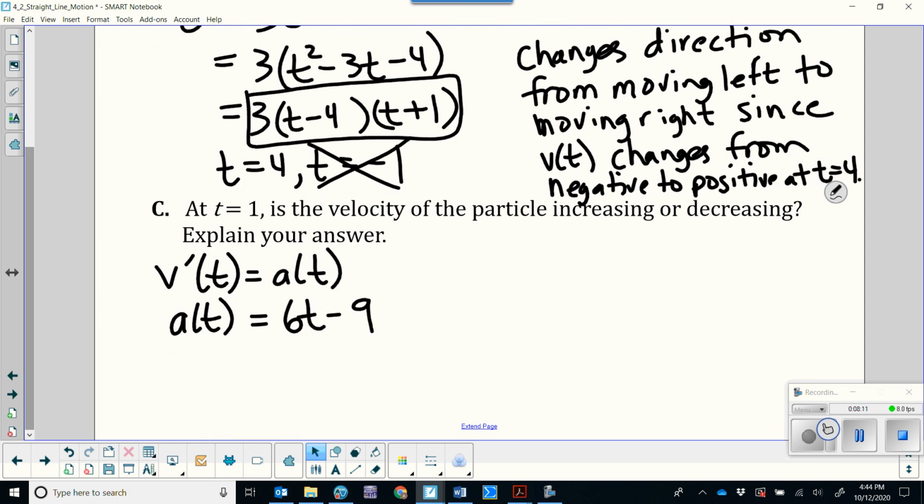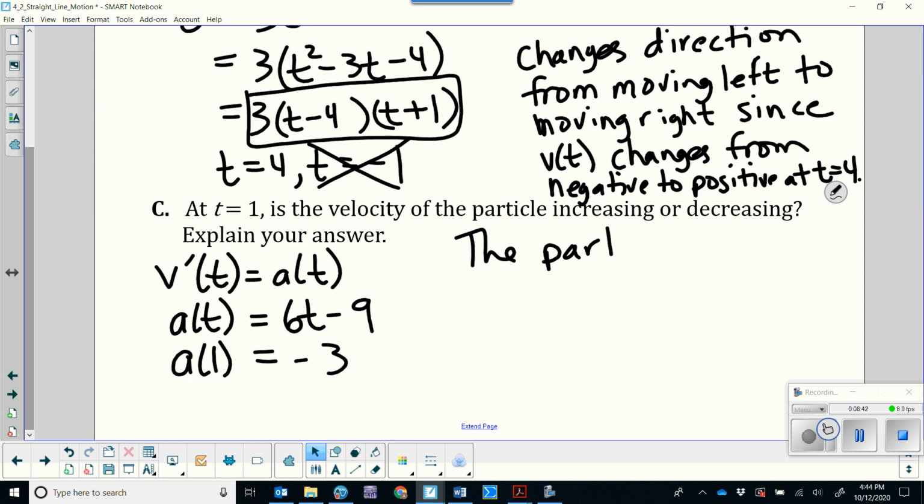And then we want to find out what's happening at 1. Again, here's the reason that we don't write paragraphs and stuff. We just use math. So we say a of t is 6t minus 9. So a of 1 says, hey, I'm plugging 1 in, and I'm going to get negative 3. Well, since velocity's derivative is negative, that means the velocity is decreasing, because that's how we tell if a function is increasing or decreasing.